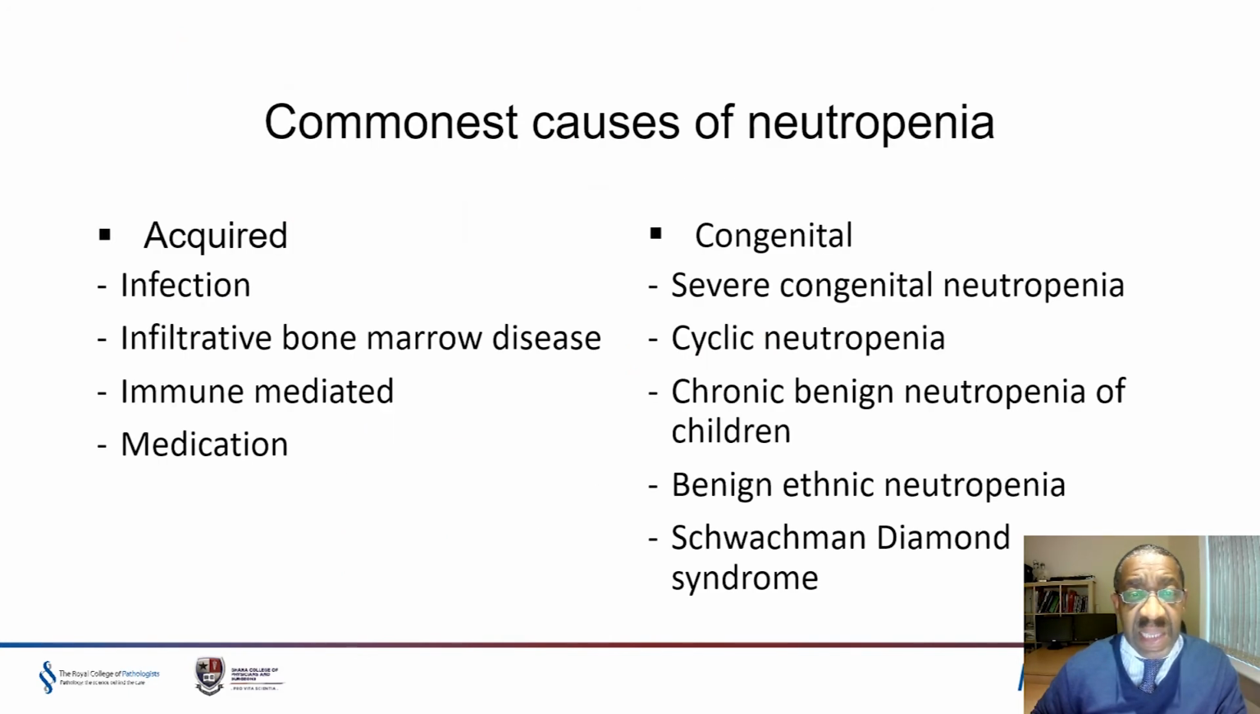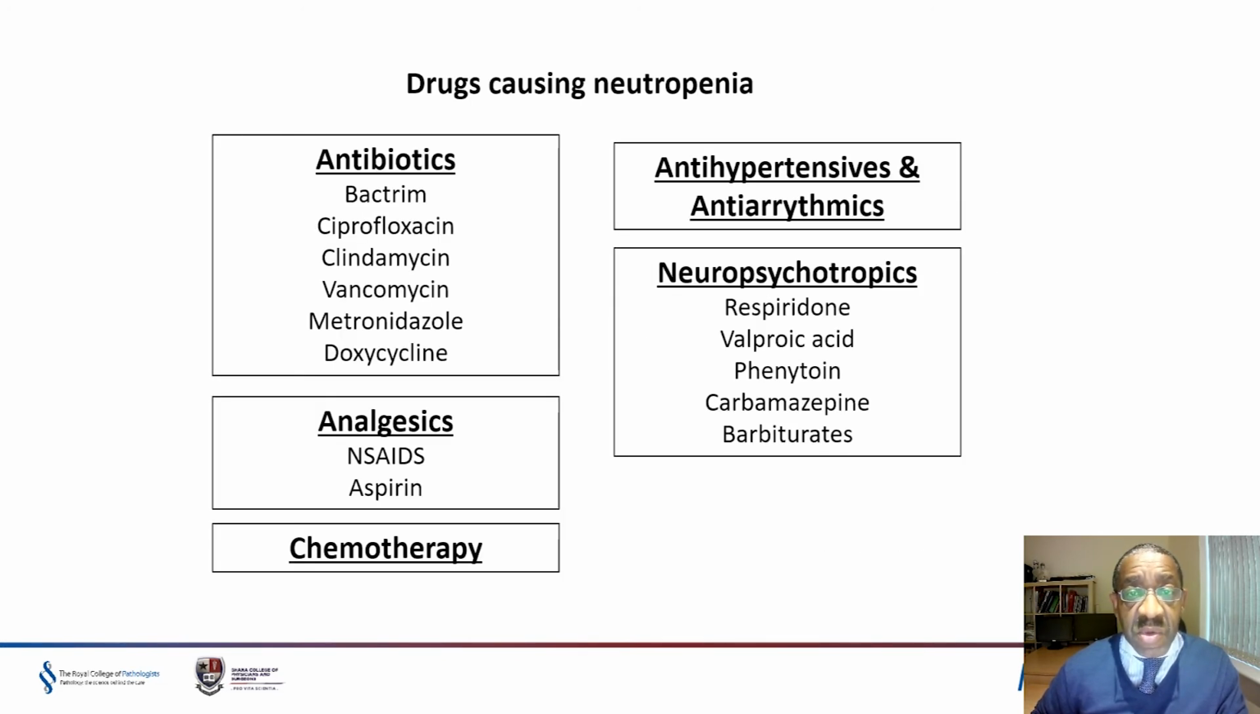Probably an easier classification is into acquired and congenital, with the commonest acquired causes being that of infection, immune mediated, such as autoimmune diseases, a long list of drugs, and infiltrative bone marrow disease, which tends to be malignant. On the congenital side, we can see a number of disorders here. Many of them are quite rare, but the one that's probably most unique to Africans is the benign ethnic neutropenia, and I'll touch on all of these forms of neutropenia.